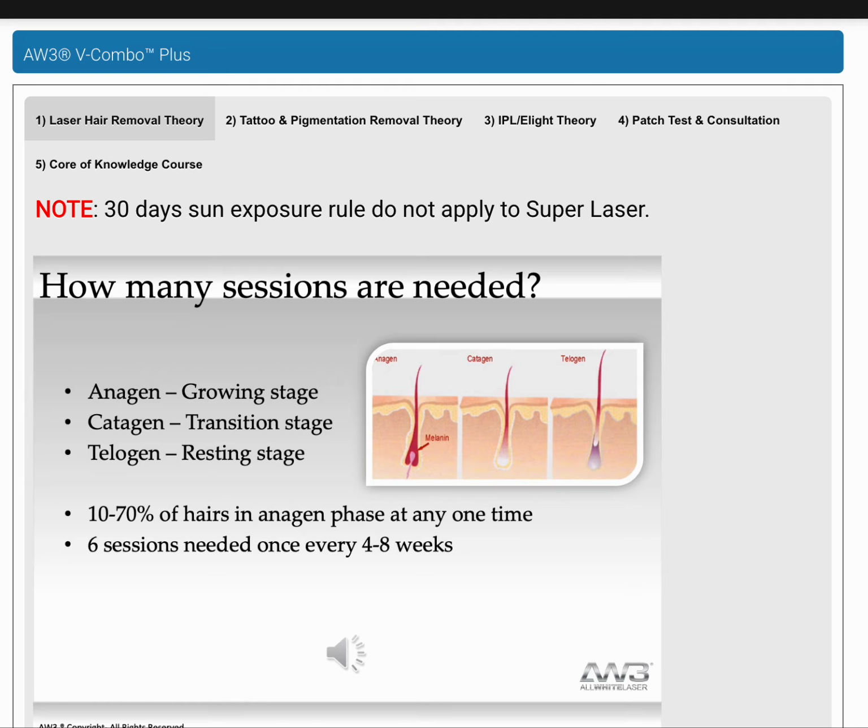When we treat an area, all hair growth stages are targeted. However, only hair in the anagen growth stage can be treated successfully, as this is where the hair is linked to the blood supply and is most likely to be destroyed. The hair can be in any one of these 3 stages at any one time. The number of hairs in the anagen stage at any one time varies from 10 to 70%, depending on the body site. We would therefore recommend 6 sessions every 4 to 8 weeks for best results.